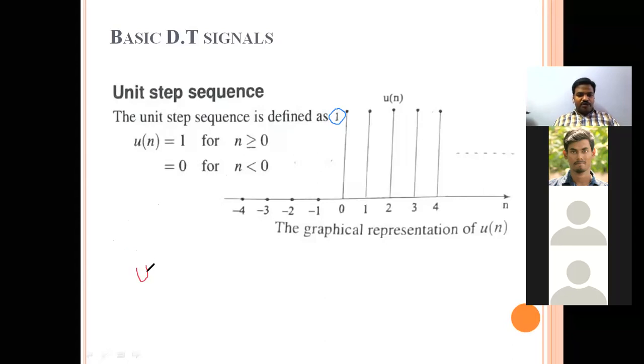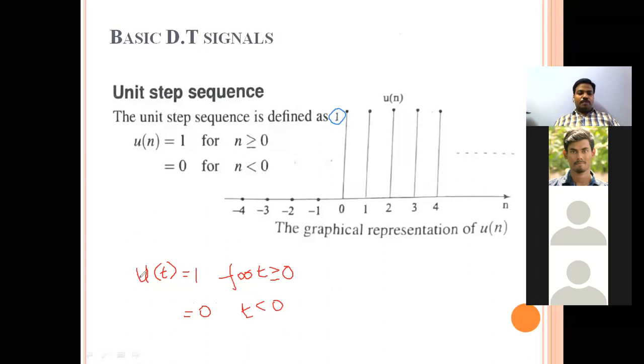So in the case of continuous time signal, we are going to define the unit step signal as u of t is equal to 1 for t greater than or equal to 0, which is equal to 0 otherwise, or t less than 0. See, t less than 0 or otherwise or elsewhere, both are same.